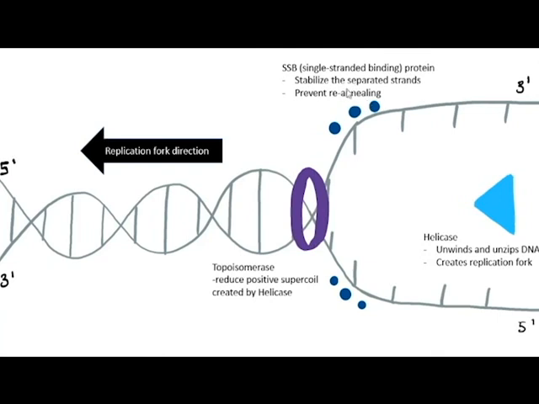After that, the SSB proteins, which we could call the single-stranded binding proteins, will bind to the two separated strands of DNA to help stabilize those two strands. And the SSB will help to prevent the strands from reconnecting or reannealing. And keep in mind that the SSB will be discarded once a new DNA molecule is synthesized, or we could say at the end of the replication process.